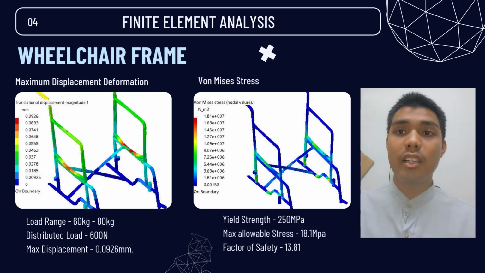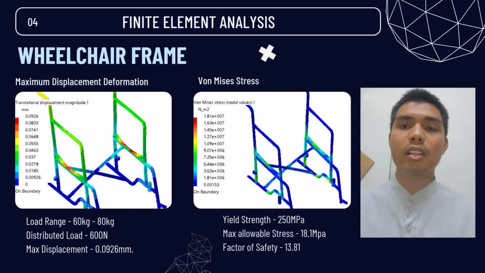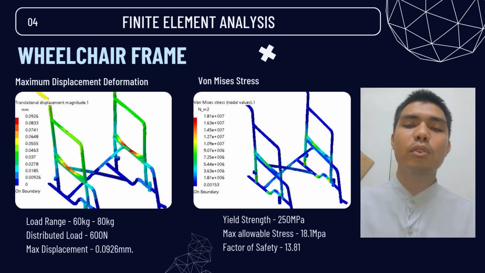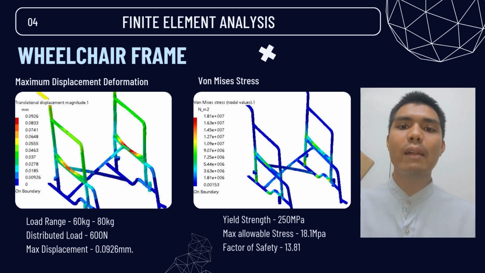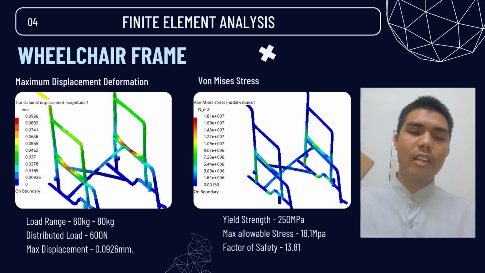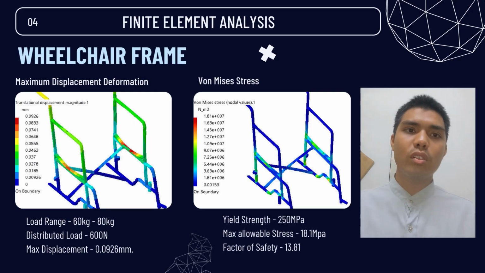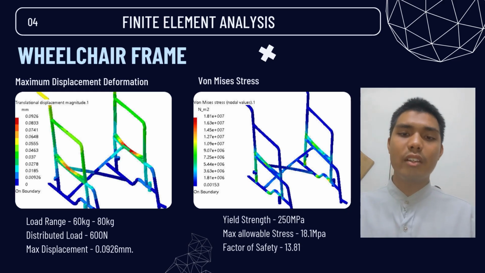Now we continue on the finite element analysis. For this analysis, we choose two parts, which are the wheelchair frame and the rear wheels. For the wheelchair frame, we apply the load where the seat connects to the frame. If the person sits on the wheelchair, both the right and left steel bars of the frame have force applied. So we choose that section part where they apply load. We choose 600 Newton, which is the average weight of a person of 60 to 80 kilograms.